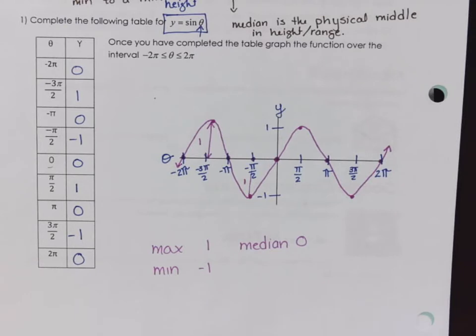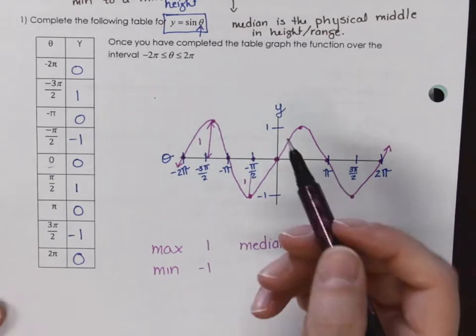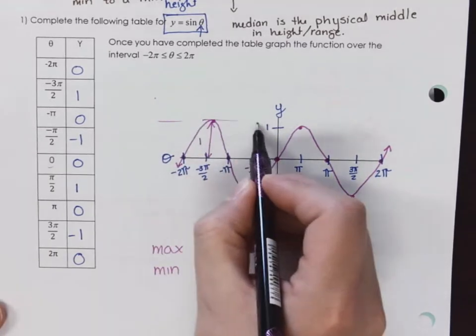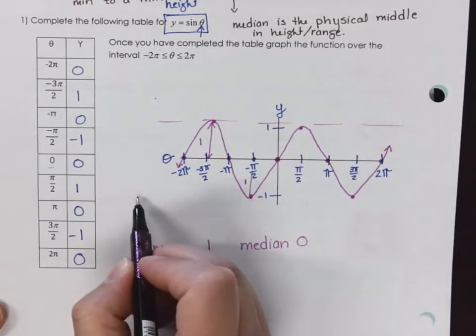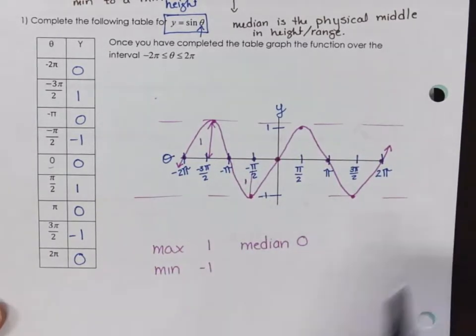But if you're at 0, 0, then you don't have 1. Well, there's nothing for the median at 0, 0. No, but median isn't a point. It's on your range. It doesn't have anything to do with the x's. So I have a maximum. My graph can't pass 1, and my graph can't go below negative 1.